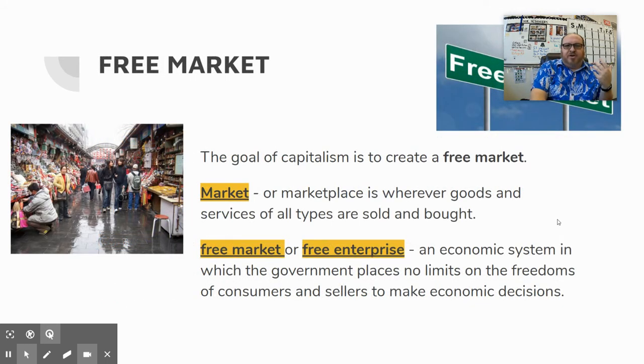Okay? The goal of capitalism is to create what we call a free market. A market can be physical or it can be virtual, but it's basically a place wherever goods and services of all types are sold and bought. The free market or free enterprise refers to that economic system where government has no limits on freedoms. There's no government regulation. Consumers and sellers make their economic decisions all on their own.